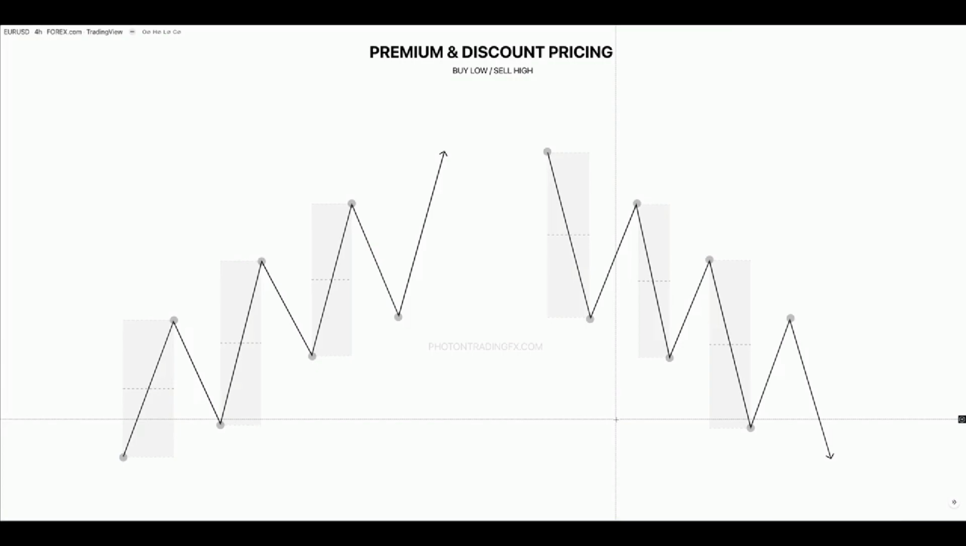Not something that we need to overcomplicate unnecessarily. But it can be pretty powerful when we use it as a piece of confluence to combine with everything else that we use. Now, when you get towards the end of all of the modules and the technical analysis part of the course, and we start to put trade plans together, you see the strategy as a whole. This particular confluence, premium discount pricing, probably sits at the bottom of the pile in terms of importance for me, in terms of what I look for.